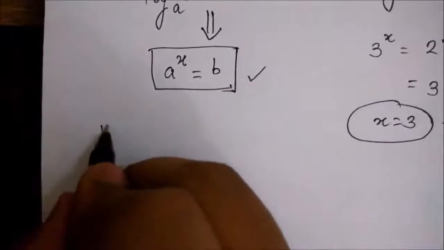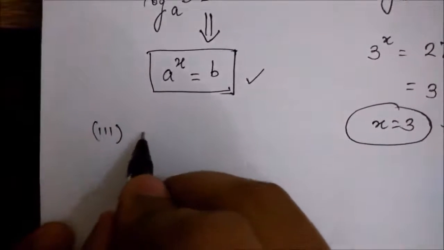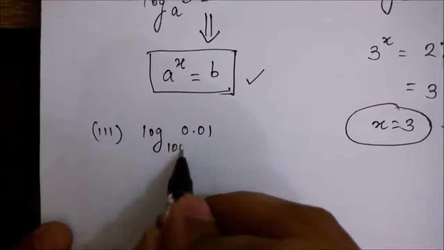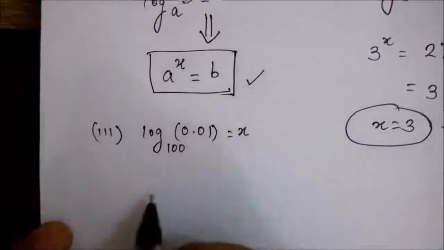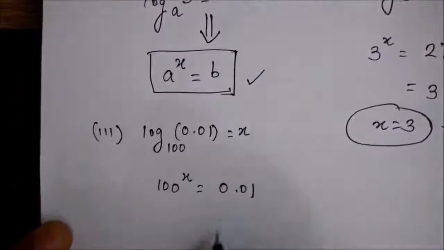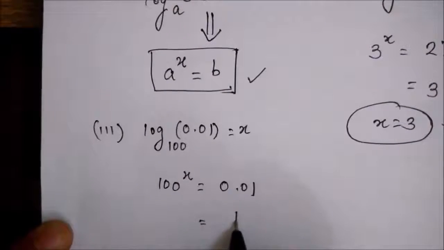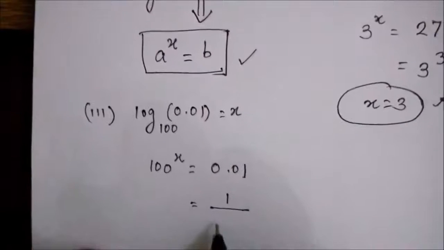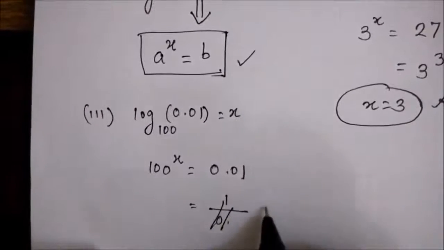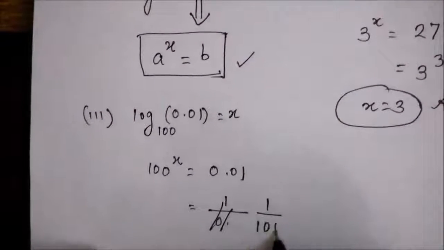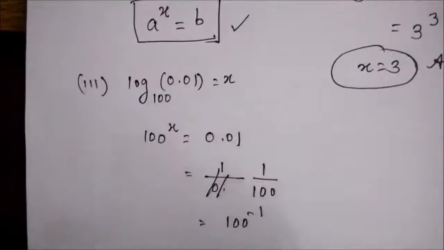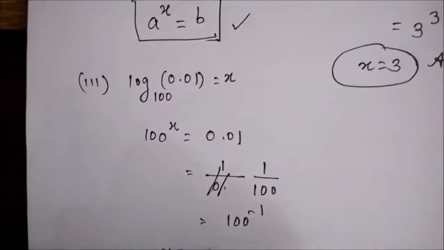Now the third subpart, log 0.01 to the base 100 is equal to x. 100 raised to x is equal to 0.01. This can be written as 1 upon 100, which can further be written as 100 raised to minus 1. Therefore, x is equal to minus 1.